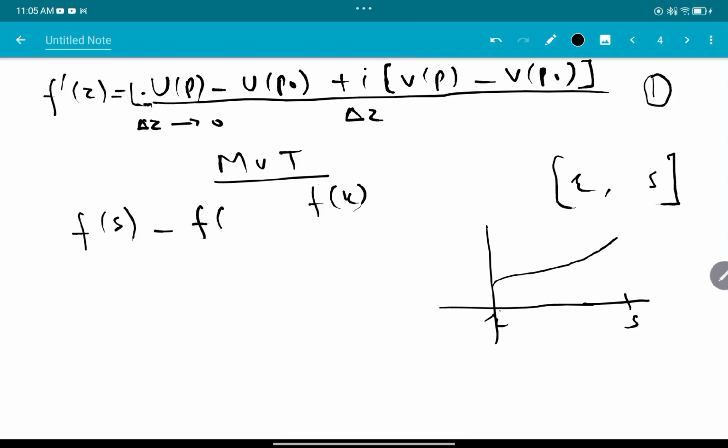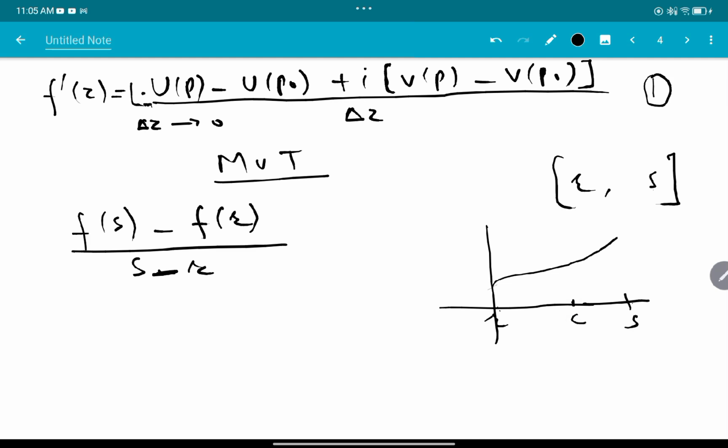The difference of this initial value, divided by s minus r. This is the rate of change of the function over this interval. According to the mean value theorem, there will be a point somewhere between r and s, say here. Let me call that point c.